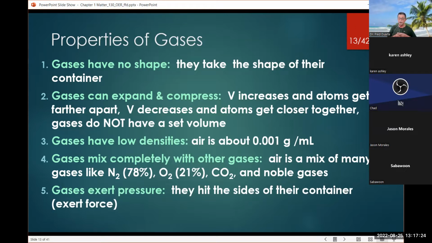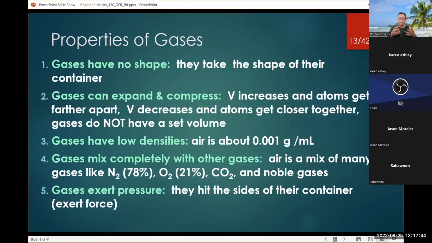Don't believe me, take the tire pressure. Check your tire pressure. You should be at 32 PSI, right? Because those gas molecules inside your tire are bouncing up against the walls, exerting a pressure on the walls of the inner tire. Put a pressure gauge in there and you've got a measurement, okay?